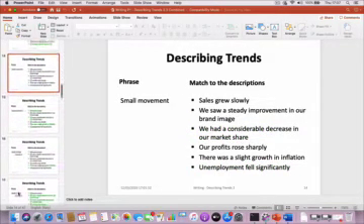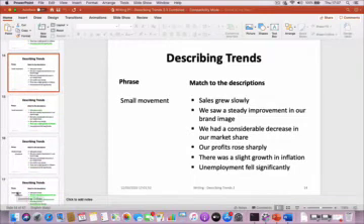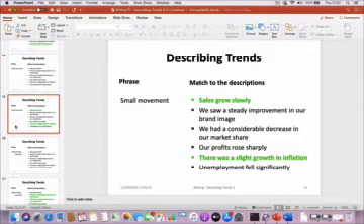Same phrases here, same descriptions. In this case, find those referring to a small change, a small movement. In this case, we have sales grew slowly. There was a slight growth in inflation.